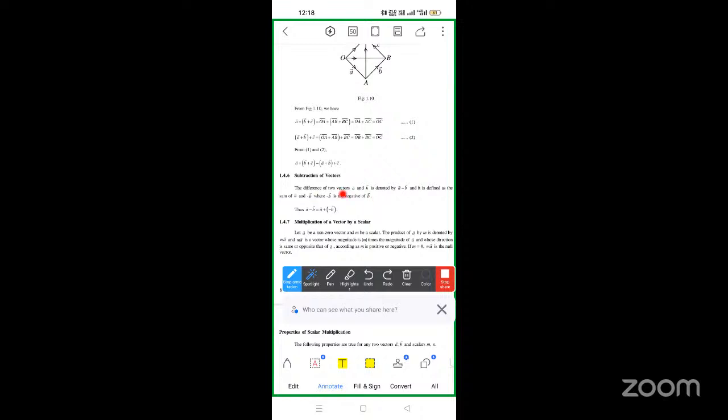Next, subtraction of vectors. The difference of two vectors A bar and B bar is denoted by A minus B. It is defined as the sum of A and minus B, where minus B is the negative vector of B bar. So thus A bar minus B bar is equal to A bar plus minus B bar.